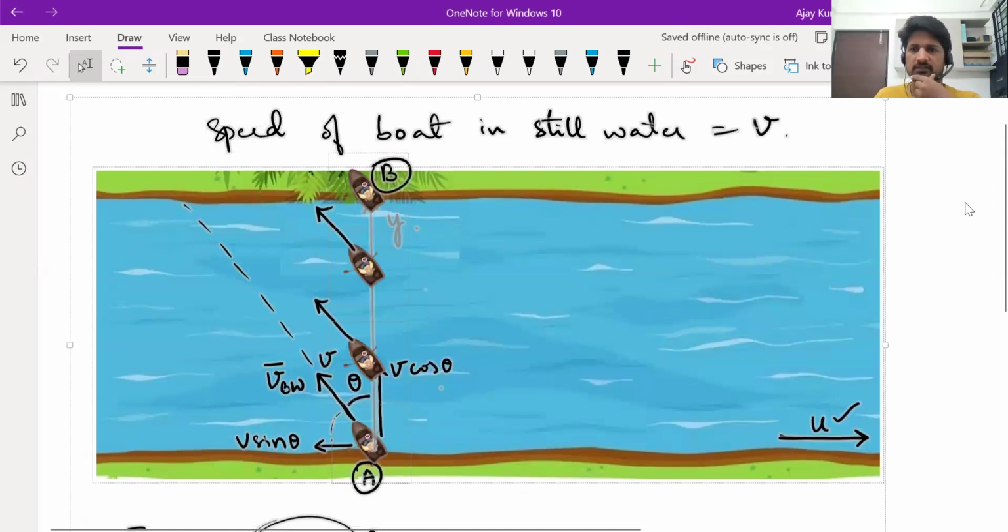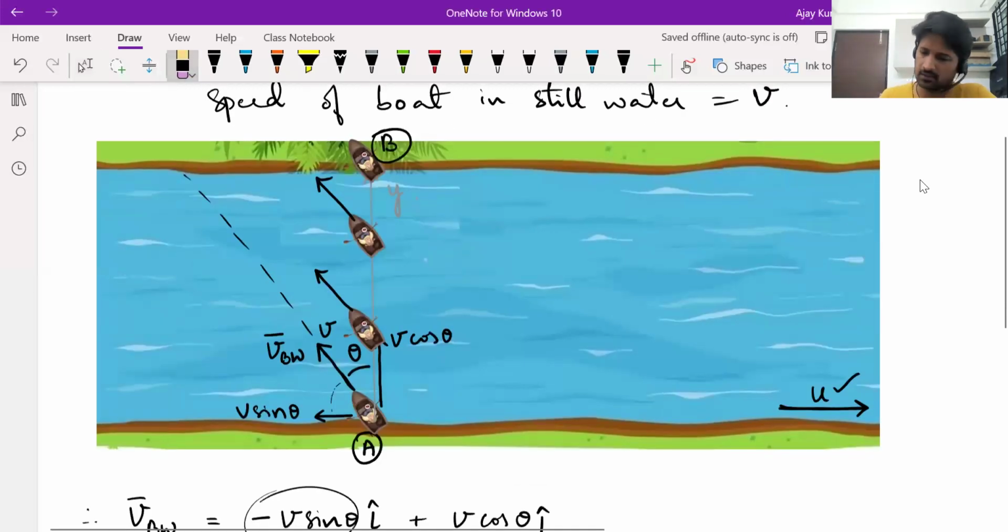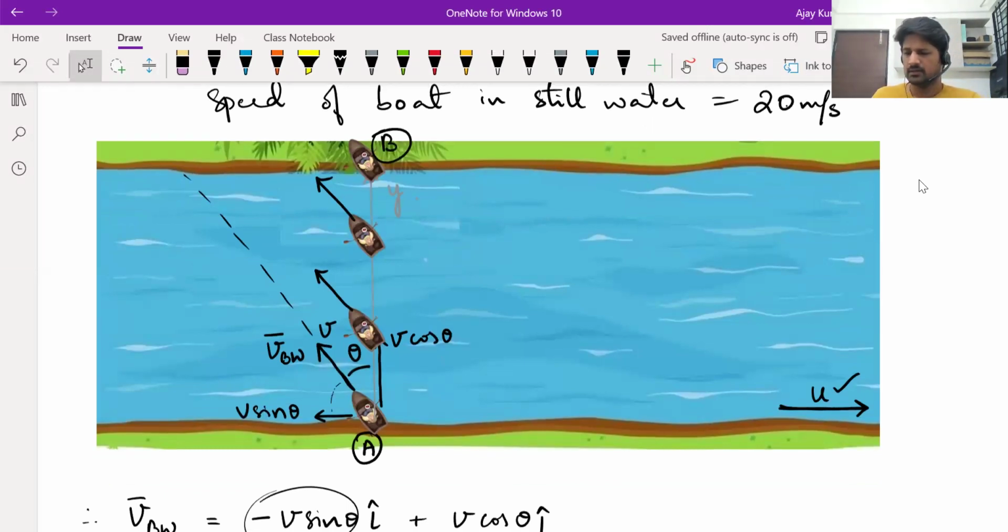Let's consider this same case where the boat is supposed to cross the river with zero drift. Let's say the speed of the boat in still water is 20 meters per second. Let's say the boat has an engine, like it is propelled by an engine. So on water, it goes with a speed of 20 meters per second.